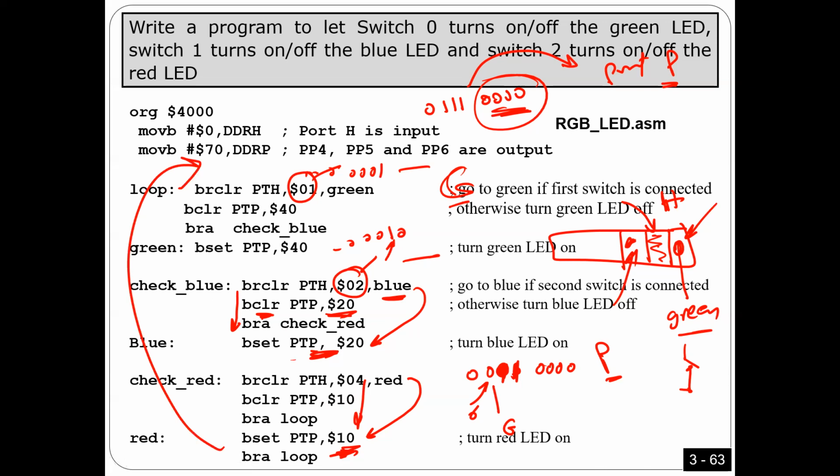So this is how the program should work. We have 3 switches here. Every switch should turn on and off one color. Very easy. Any time I connect the switch, I turn the color on. Any time I turn it off, the color is off.